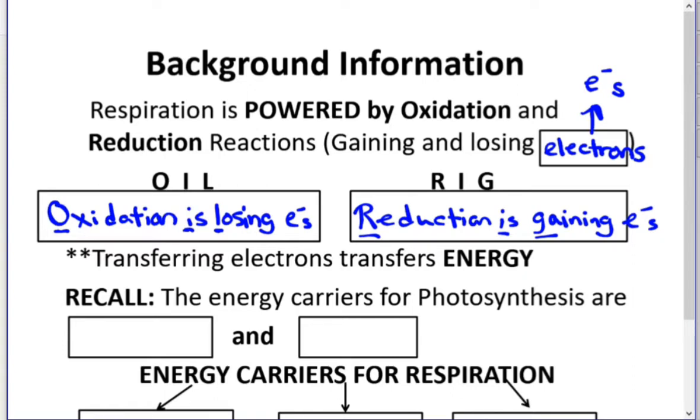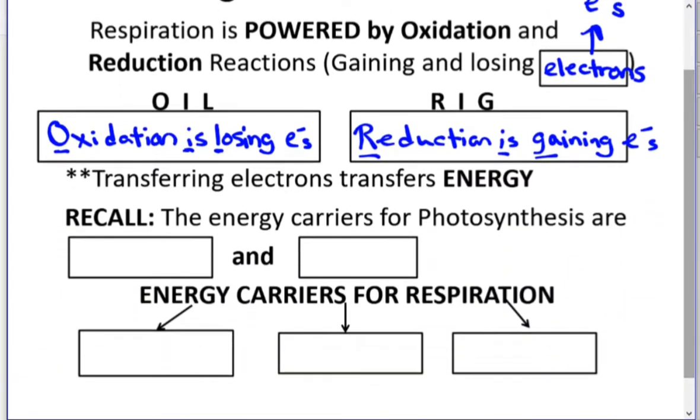Okay, this is going to be all about energy carriers and electron carriers again. If I say energy carrier, electron carrier, or electron acceptor, it's all the same thing. It's molecules that can store energy in the form of electrons. Which two did you learn in photosynthesis? ATP and NADPH. For NADPH, I want you to underline the P, and I'll tell you why in just a minute. Okay, and then your other one is ATP.